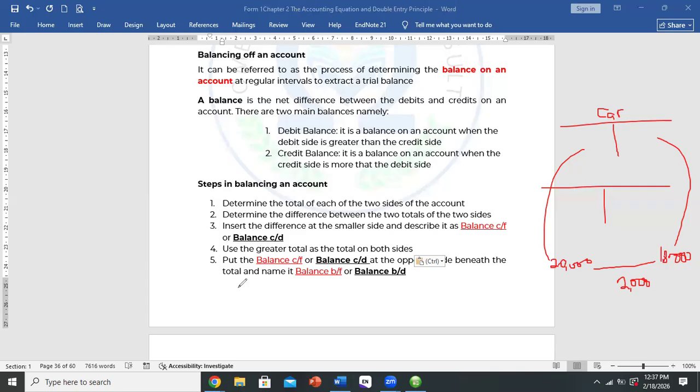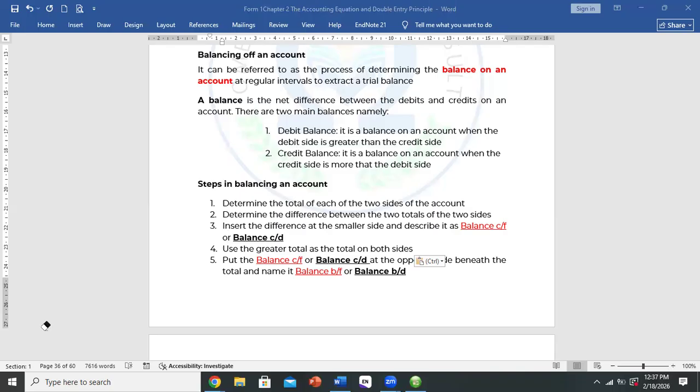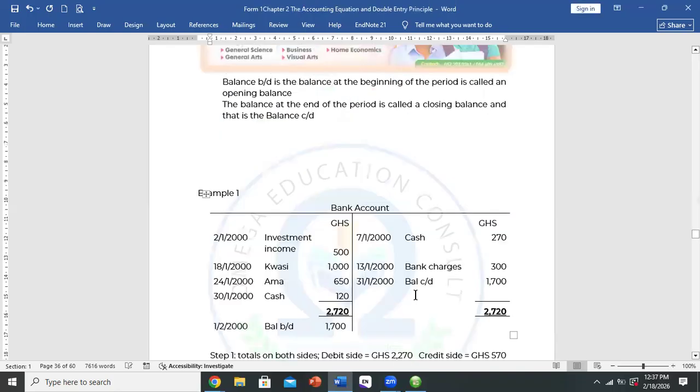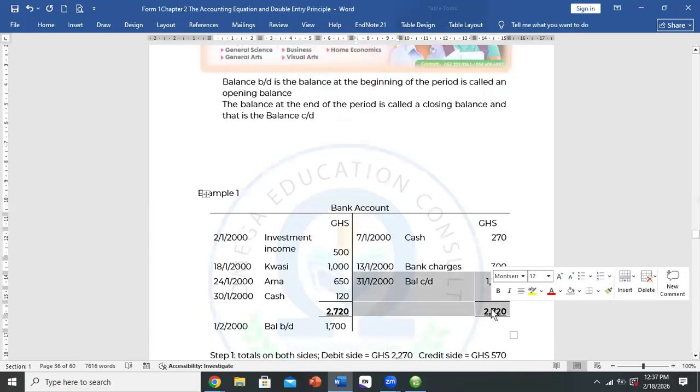Then let's look at an example. That was where I took us to. So let's look at this account that we have. I have already balanced it, so let me take the balancing off so that you can have it.